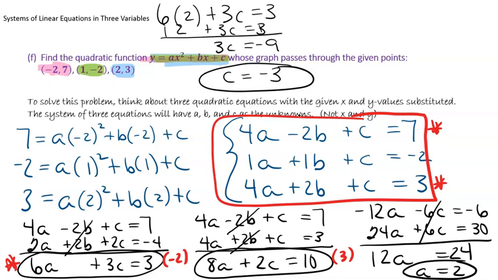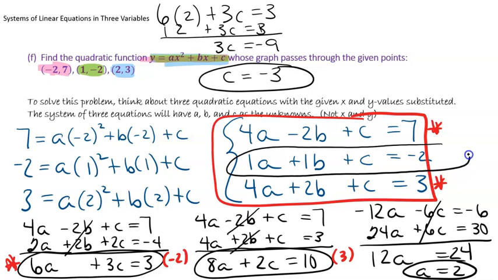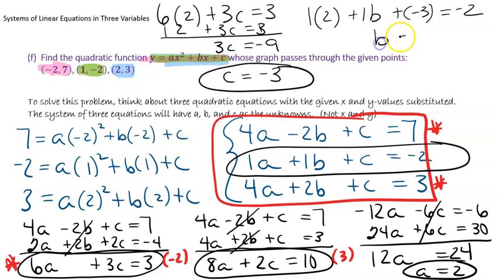Actually, the second one is way easier to work with. You see that? Look, that would be much easier to work with. So as a is equal to 2, I have 1 times 2 plus 1 times b plus c is equal to negative 3 is equal to negative 2. Okay? So I add 2 plus negative 3. This gives me negative 1, so b minus 1 equals negative 2. I add 1 to both sides. I get b is equal to negative 1.